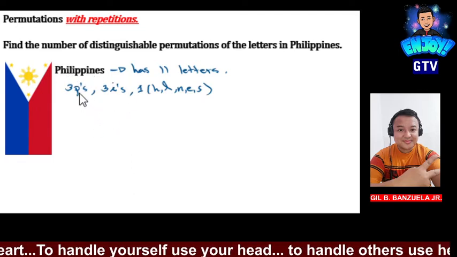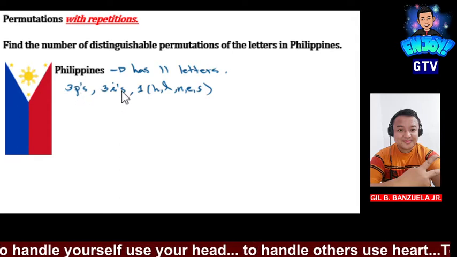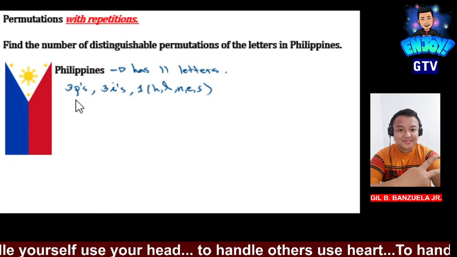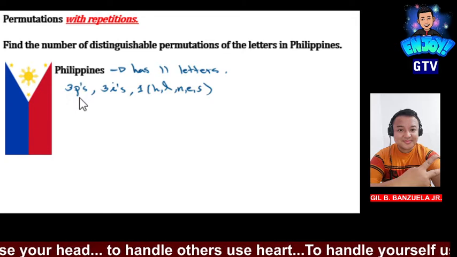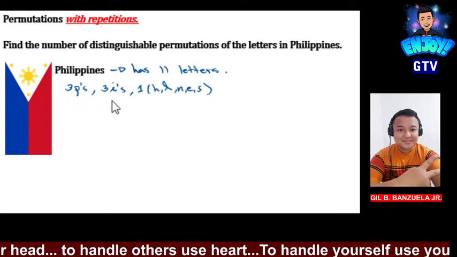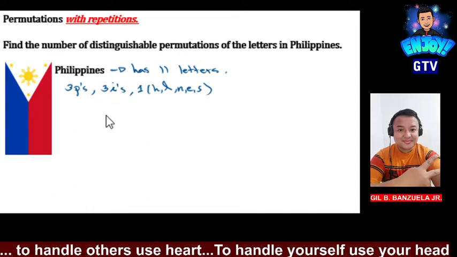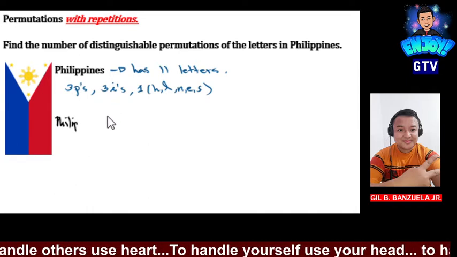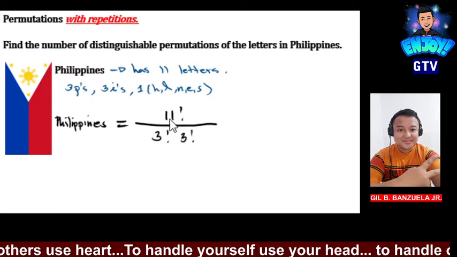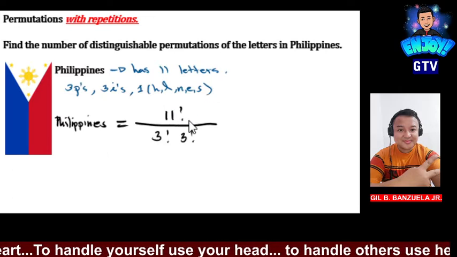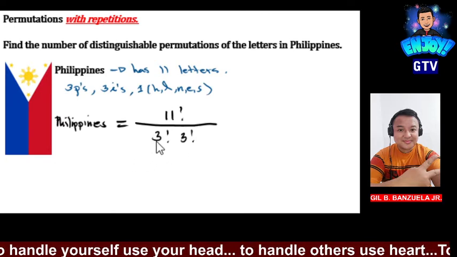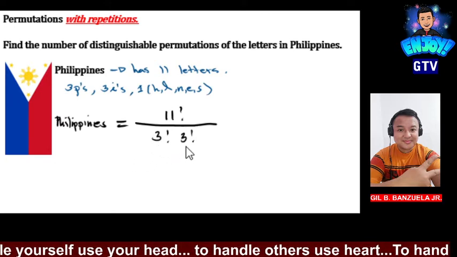And if you could notice, we have 3 P's and 3 I's. In that case, there are 3 factorial ways to arrange these 3 P's and these 3 I's. So we're going to put it in our denominator just like this. So we will arrive at 11 factorial, the total number of letters in the word Philippines, divided by 3 factorial for the 3 P's and 3 factorial for the 3 I's.